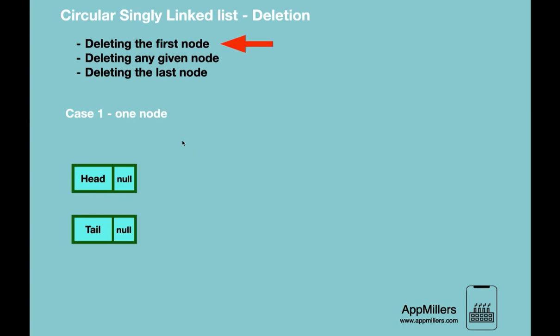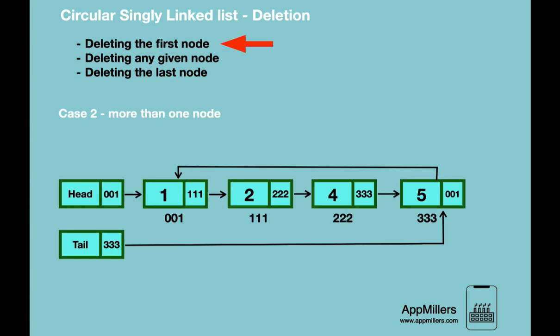Now let's look at the second case in which we have more than one node. In this case, we need to update head reference to the second node, and last node's reference has to point to the second node because in this case, second node will become the first node over here. So the first thing that we are going to do, we will update head's reference to the node over here, which is second node. So if we update it, it's creating a link between head and this node over here.